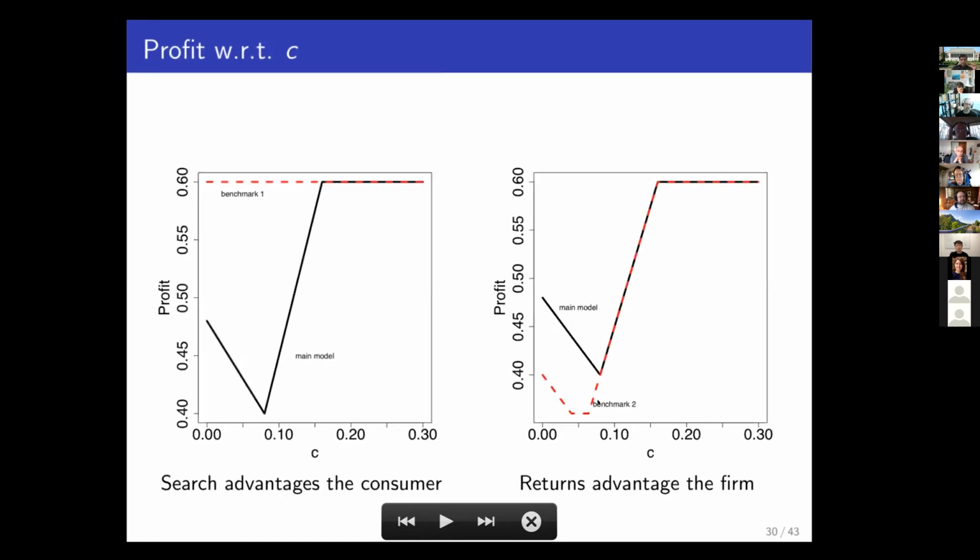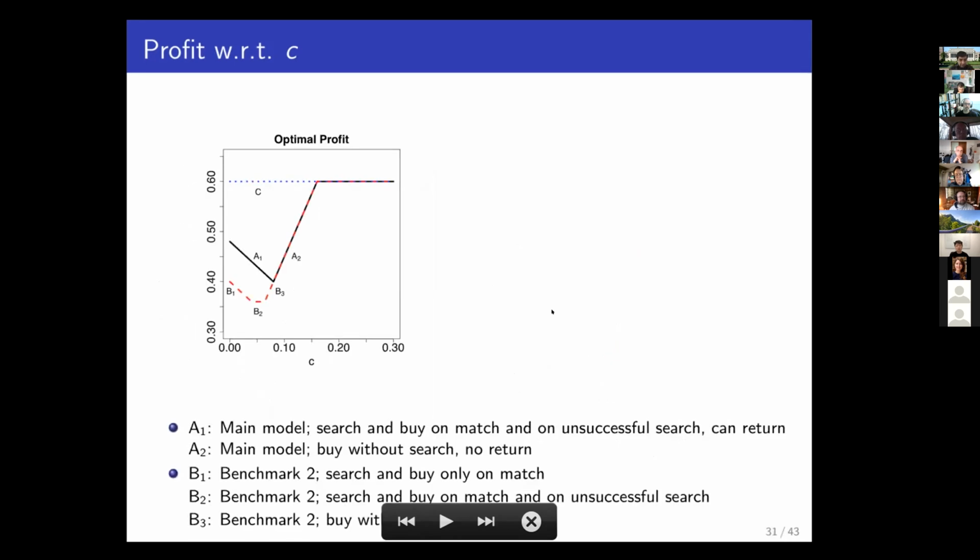Now, if you compare benchmark 2, which is no returns but search, with the main model, which is returns and search, so that gives the impact of the return policy, then the firm gets some of this profit back, right? So search is helping the consumer, and returns are in turn giving an advantage to the firm. So how does that happen?